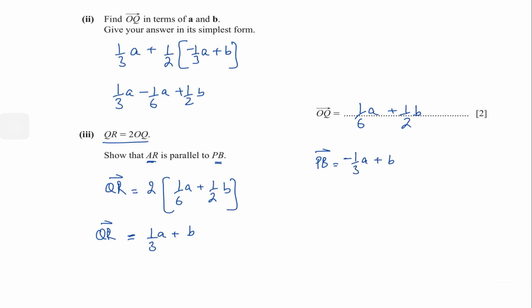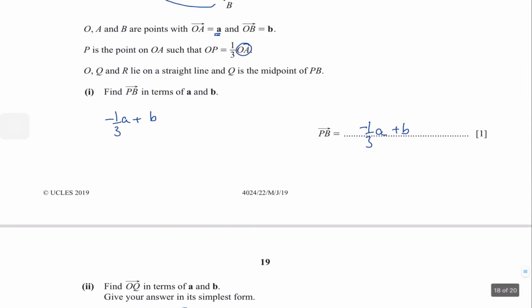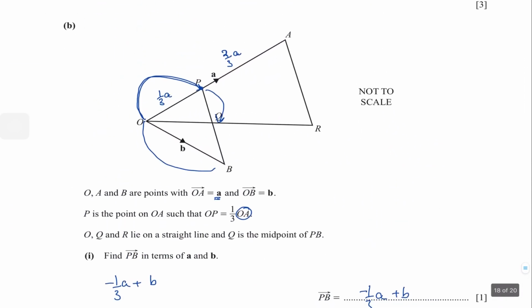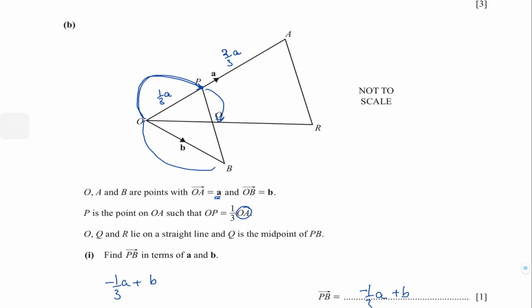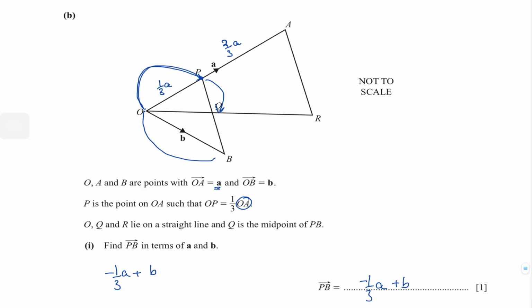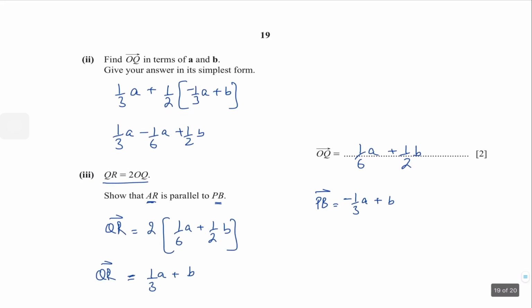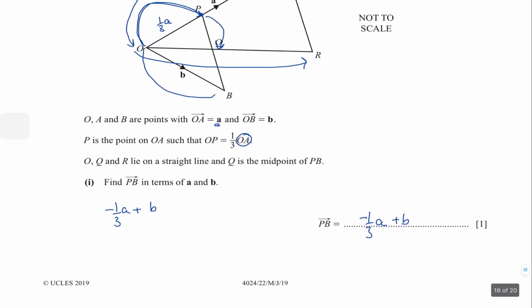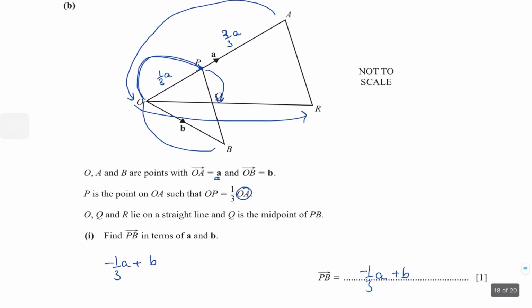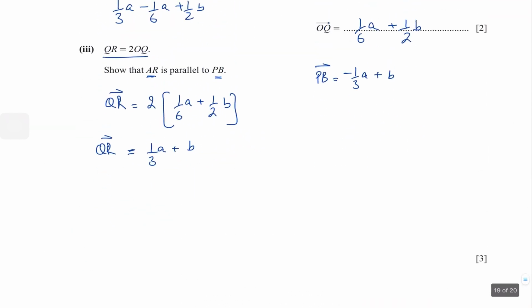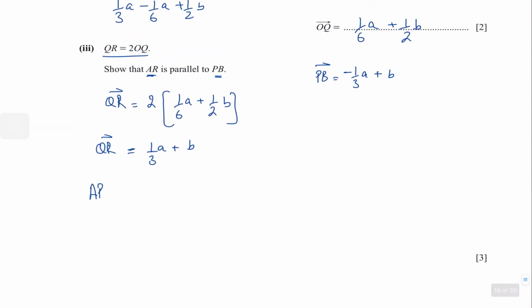Now we have to show that AR is parallel to PB. Okay, so let's try and figure out what AR is equal to. If I want to figure out what AR is equal to, that means I'll have to go from A to O and then from O to R. Now I don't have what OR is equal to, but I have OQ and I also have QR. So I can use these two in order to figure out what AR is equal to. So let's do that again. A to O is going to be minus a. Oops, sorry. So remember, we're trying to figure out AR.